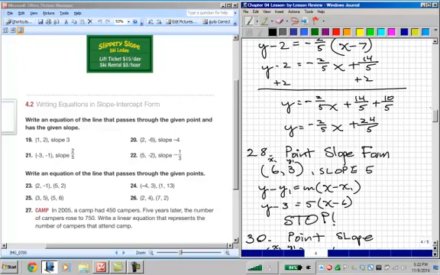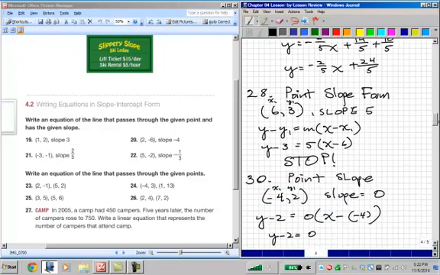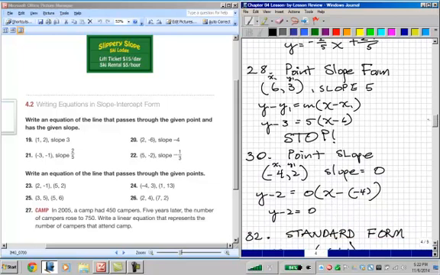Point slope form. I'm going to leave my answer in point slope form. They give me a point and they give me a slope. And the model is y minus y1 equals m times the quantity x minus x1. So I plug in the point: y minus 3 equals 5 times x minus 6, and that's it. Stop. Don't change it. Don't convert it to slope-intercept or anything like that. This is the answer for point slope form.